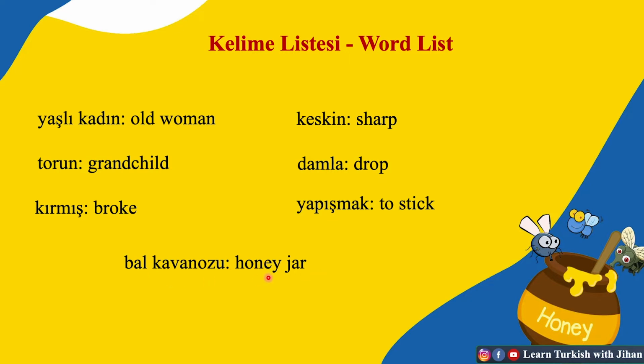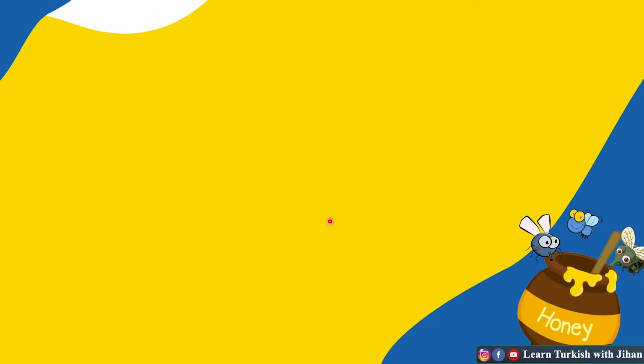But pay attention that, for example, in the story, I don't have yapışmak the word as it is. Yapışmak is the infinitive form, which is to stick. Maybe in the story, it would be in another form, in the past, in the future, in the present tense. But here I put the infinitive form. So while reading the story, I will explain the other form that it will appear in. Let's start with the story.